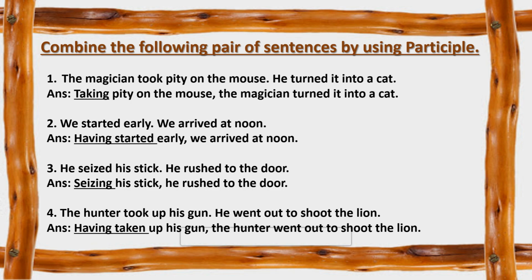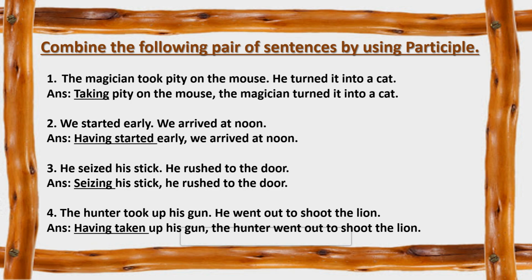Now, here you note, when we use the present participle, the ing form, it denotes continuity. So the meaning is, when the magician turned the rat into a cat, at that time he was feeling pity on it. If I say in Hindi, it is called चूहे पर दया करते हुए. Here you note करते हुए means continuity, right? So चूहे पर दया करते हुए जादूगर ने उसे बिल्ली में तब्दील कर दिया. I hope you understood it now.